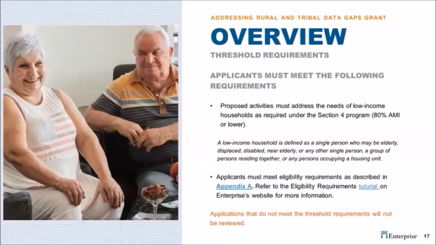So your proposal must address the needs of households that have an income of 80% AMI or lower. And it's important to note that within this program, a household can be a single person, a group of people living together, or any persons occupying a housing unit. And also, your organization must satisfy the eligibility requirements listed in Appendix A, as previously mentioned, including, again, the Enterprise requirement, having a demonstrated staff capacity to carry out your grant activities.